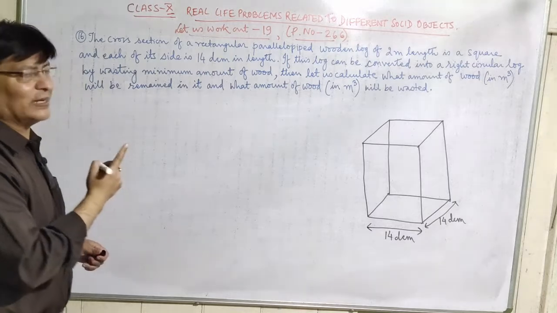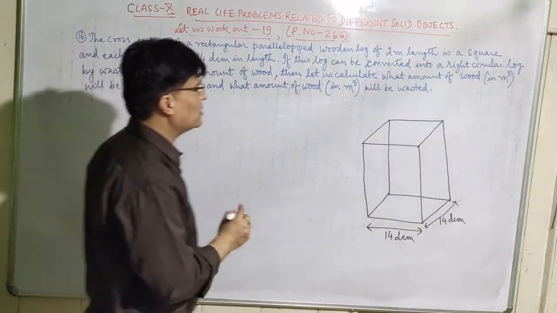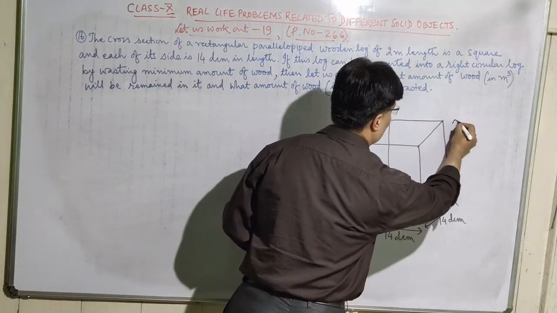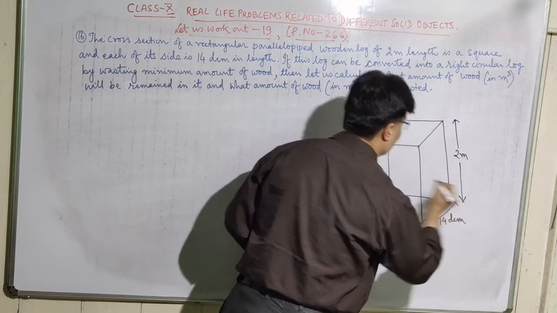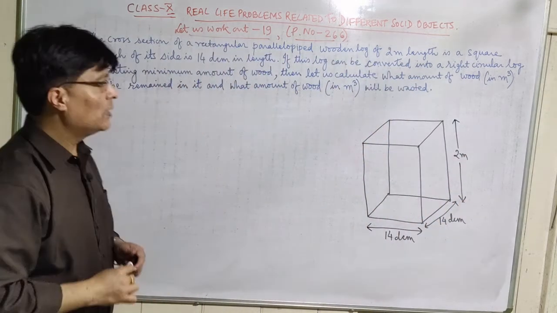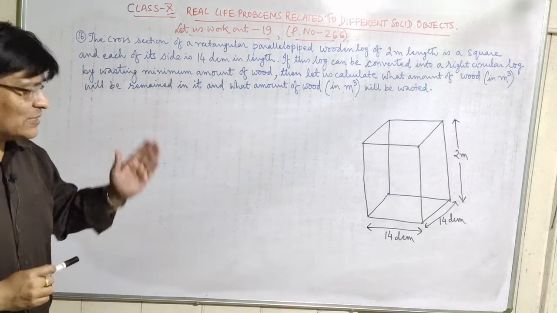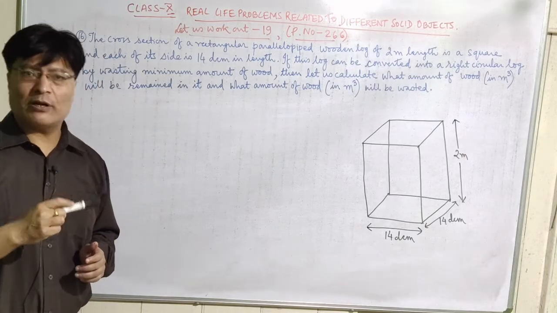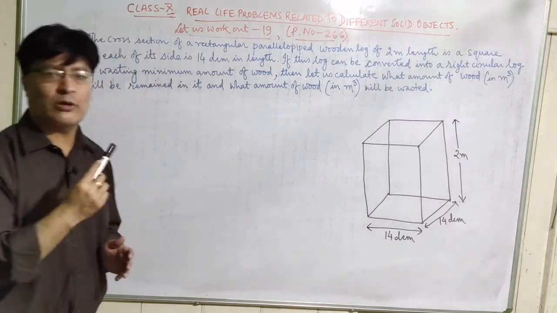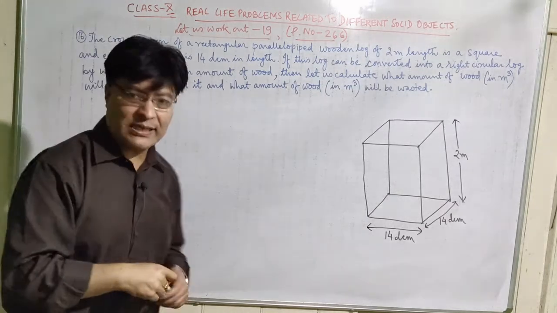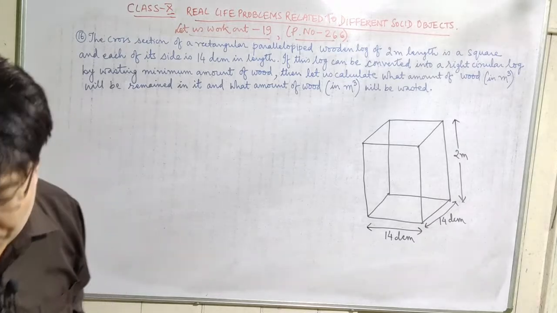Now here what is the length of the rectangular parallelepiped? It is 2 meter. That is height of it is 2 meter. Height of it is 2 meter. Now this rectangular parallelepiped is converted into a right circular log of wood by wasting minimum quantity of wood.